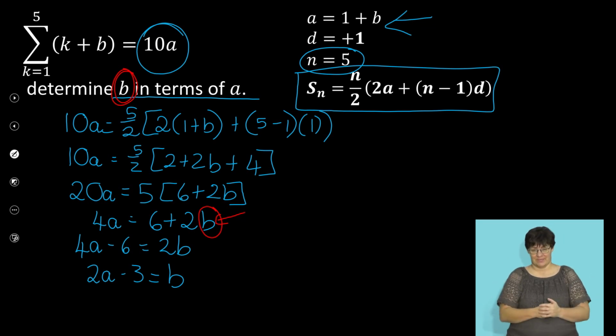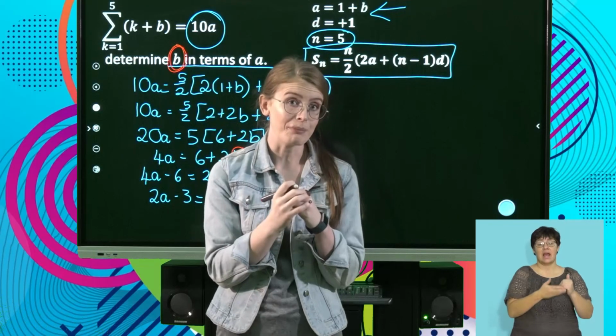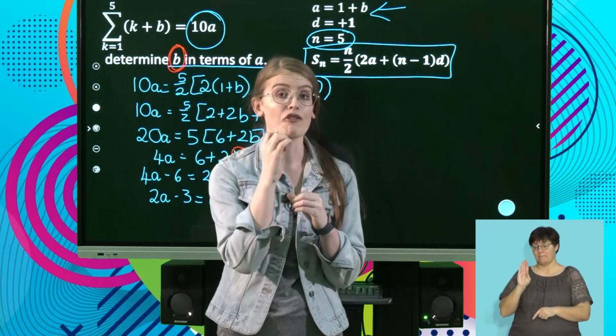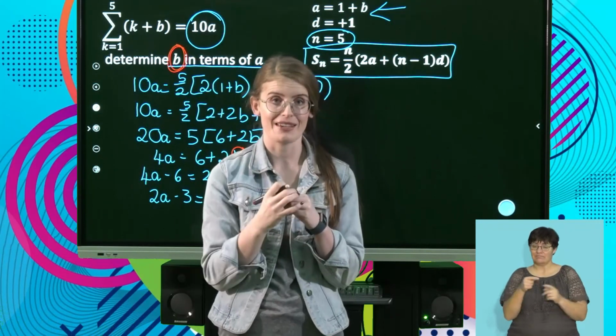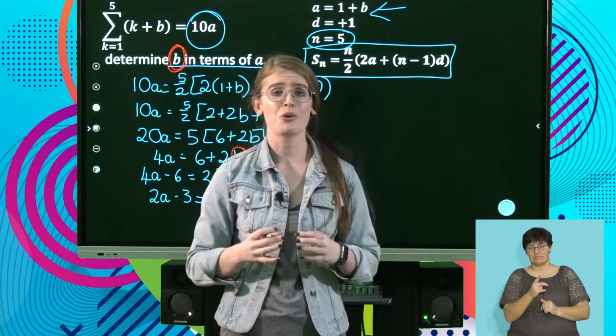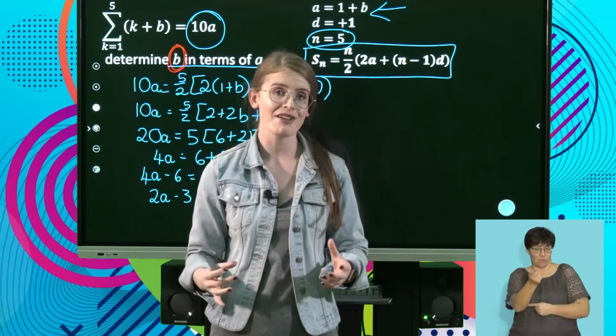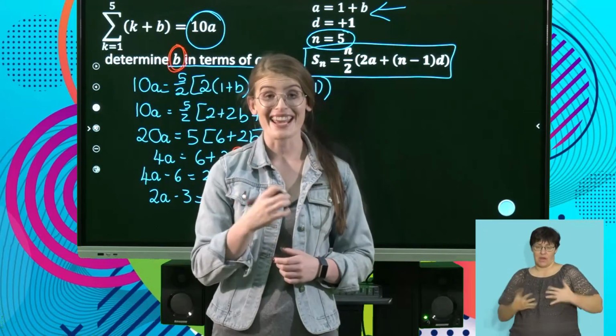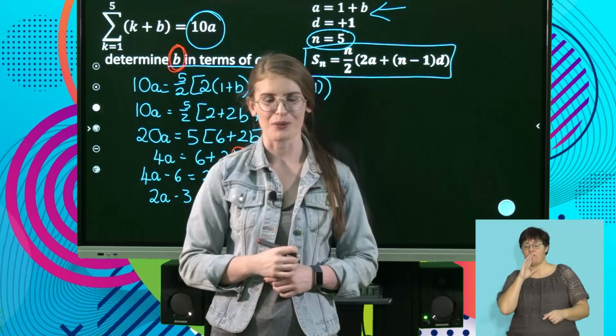Wonderful, everyone. I hope that you can see how I used the given information. So I had the Sn, and that helped me find the value of b in terms of a. So for these kinds of sums, it's important to look at what you do have and how that's going to help you isolate for the variable asked for in the question.